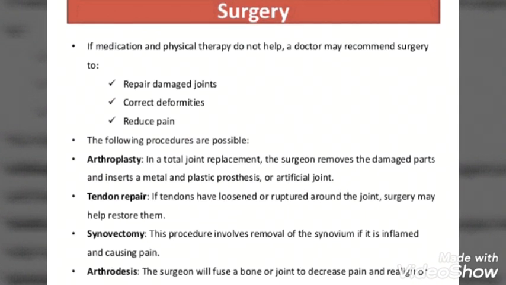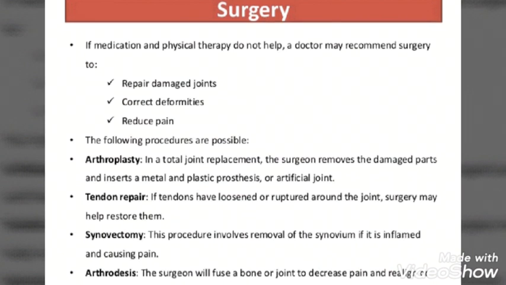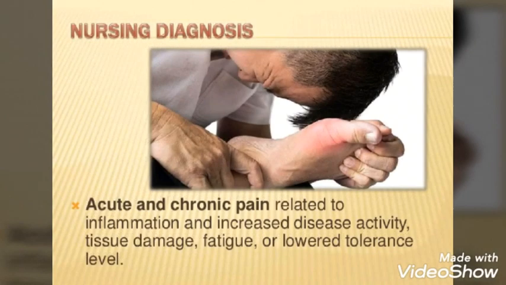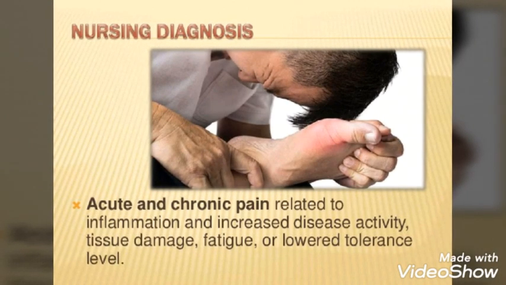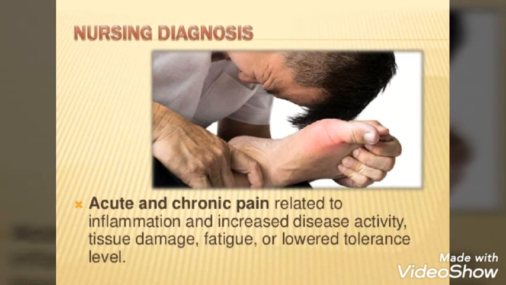Then arthrodesis, surgeon will fuse a bone or joint to decrease pain and realign or stabilize the joint. So when there is more pain and the person is not able to walk, the surgeon will be introducing a bone. This is called arthrodesis. Then you will be coming for the nursing diagnosis. So it will be according to the main priority, that is first the person will be having pain.